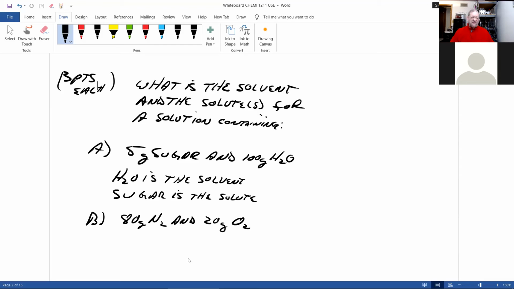Why don't you determine what is the solvent and what is the solute or solutes for a solution containing 80 grams of nitrogen gas and 20 grams of oxygen gas. Your turn.